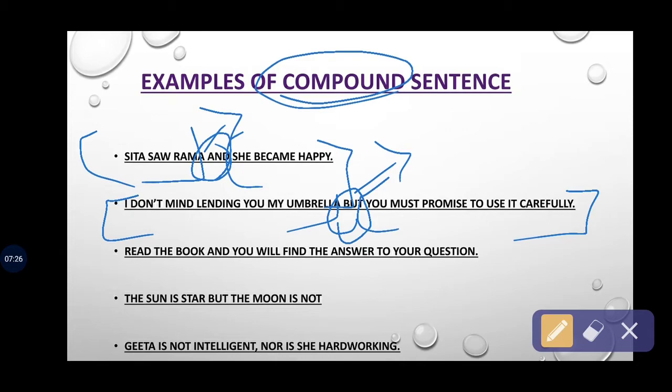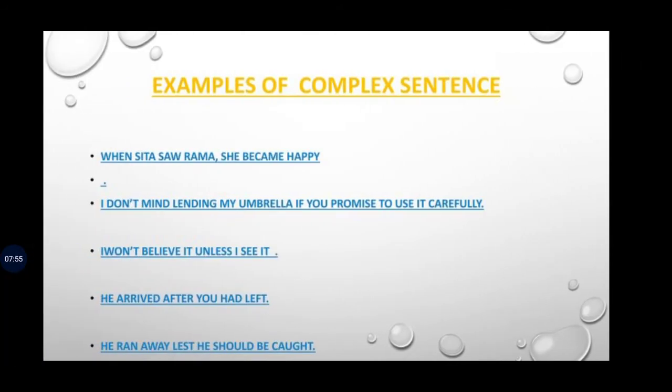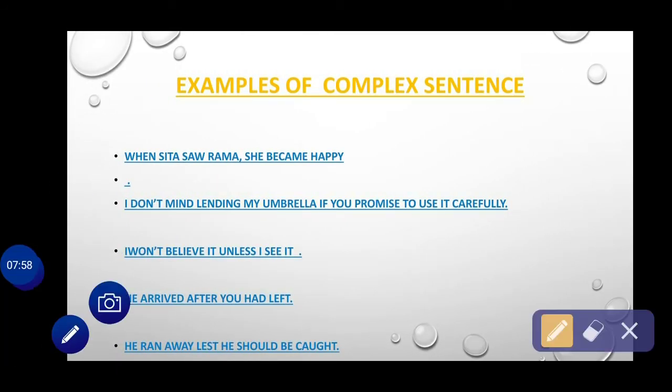The third example is "Read the book and you will find the answer to your question." Here again, and makes it a compound sentence. "The sun is a star but the moon is not." Here again, but helps us make a compound sentence. "Gita is not intelligent nor is she hardworking." Here we use not and nor. Now move on to complex sentence examples.